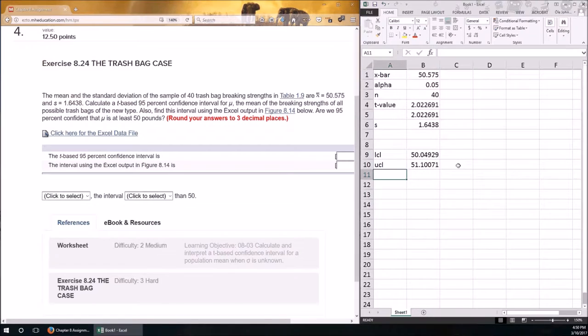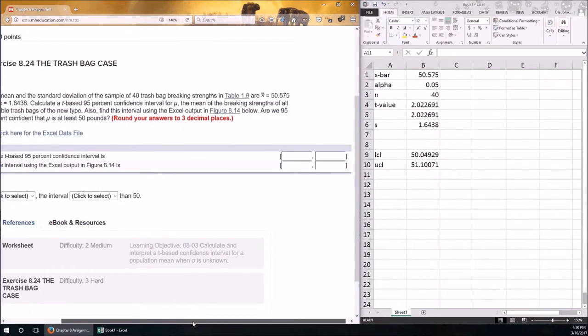We need to round it to three places. I'm going to have Excel do that for me. There's 3. It's 50.049, 51.101.